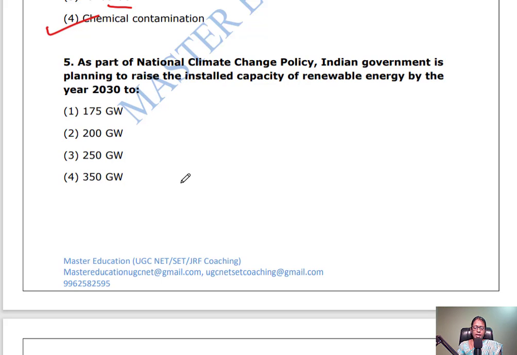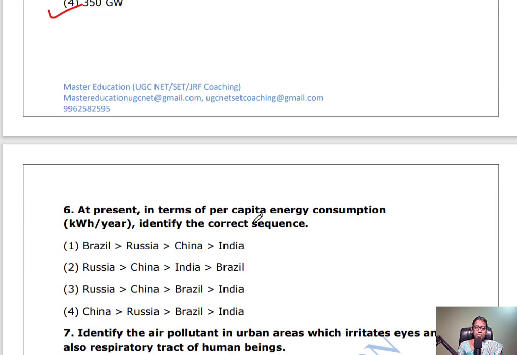The next question, as part of national climate change policy, the Indian government is planning to raise the installed capacity of renewable energy by the year 2030. So the Indian government is planning to install renewable energy capacity of 350 gigawatt by 2030. So this is the thing we have to remember.